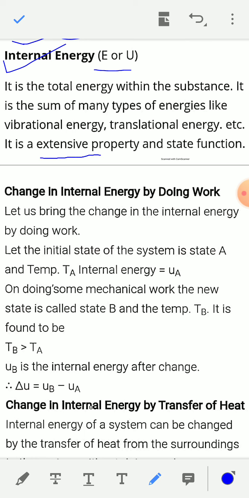Extensive means mass dependent property. It depends on the amount of substance. The larger the amount of substance, the higher the value of internal energy, and it is also a state function. These are properties of internal energy. So internal energy is the total stored energy within a substance, due to the sum of different types of energies like kinetic, translational, vibrational, and rotational energy. It is an extensive property, and it is a state function. It depends on the initial and final state of the system.